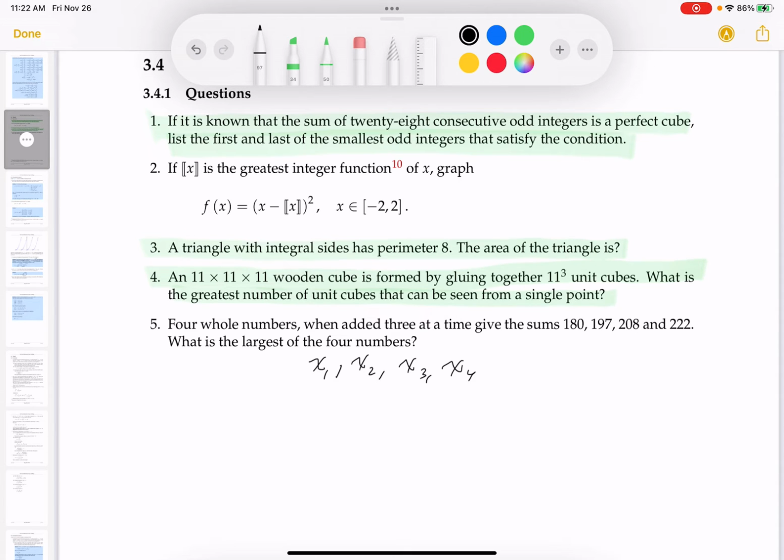All right, there's 4 whole numbers. All right, now what do they say? They say 4 whole numbers when added 3 at a time. So I notice this is an increasing sequence of numbers over here.